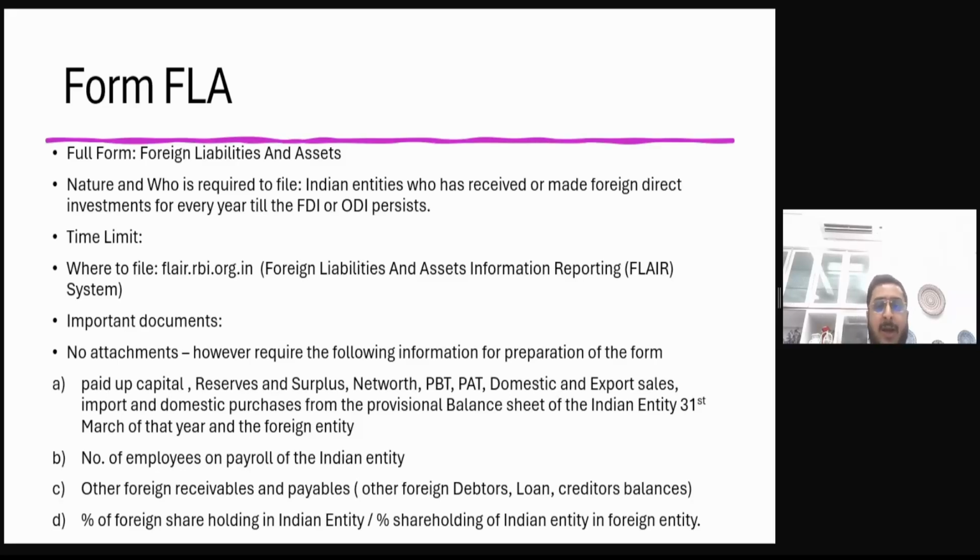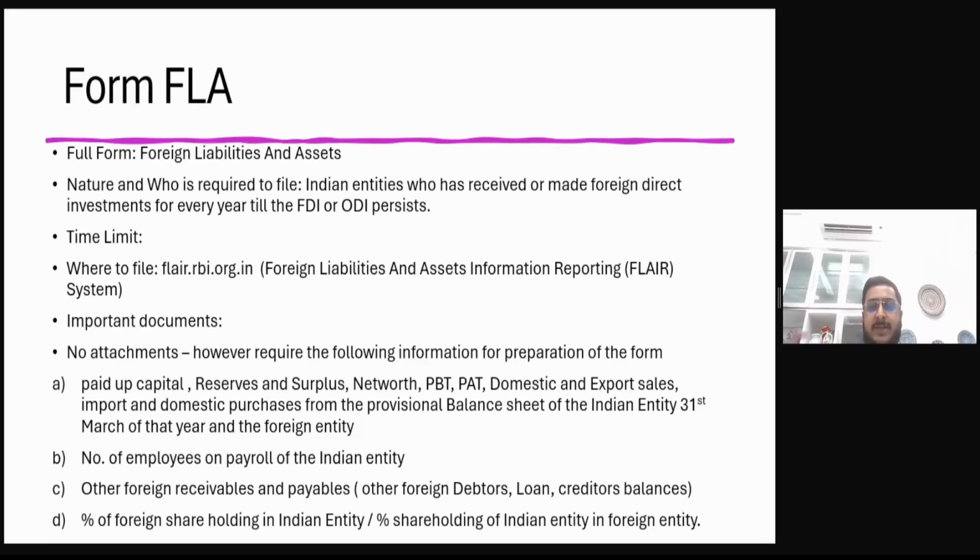According to me, this is a form where they ask for filing by 15 July. Till that time the accounts of 31st March 24 are also not yet closed. And you are asking us to provide details of the paid up share capital, reserves and surplus, net worth. So it is as per the provisional financials. You have to ask the management to prepare the provisional financial statements, and as per the provisional financial statements, you have to fill in the details of the Form FLA.